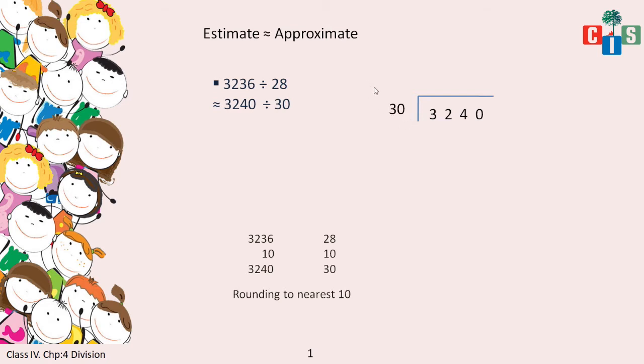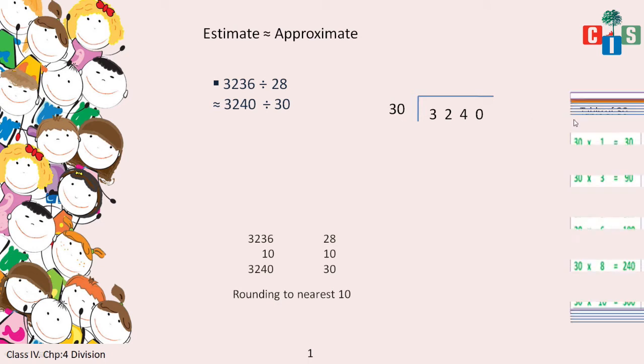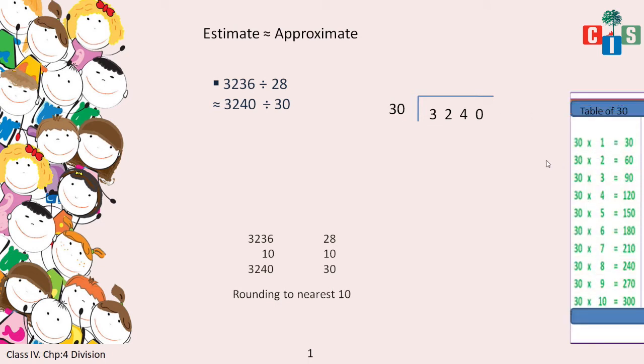Now, to do the division, I should know the table of 30 here. Students, you remember in the previous video, I told you the tricks for making the table of 2-digit number? Yes, that same trick you will use here. Okay, but here I am taking the table directly. Fine. So, we have the table of 30 here.